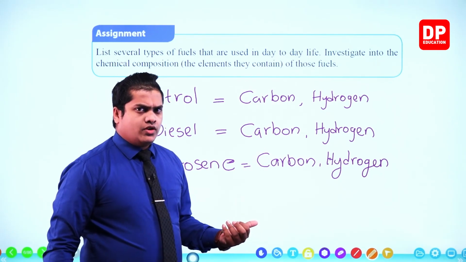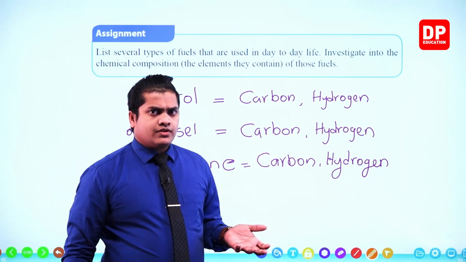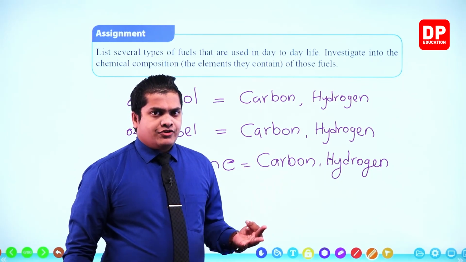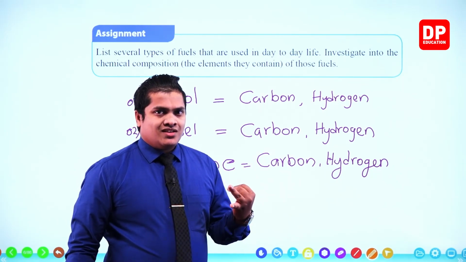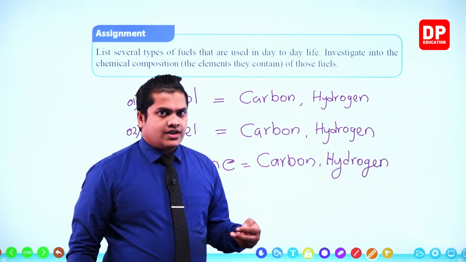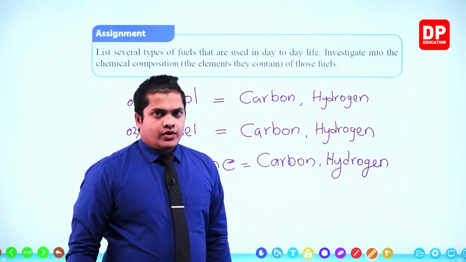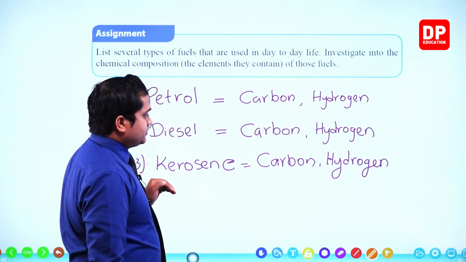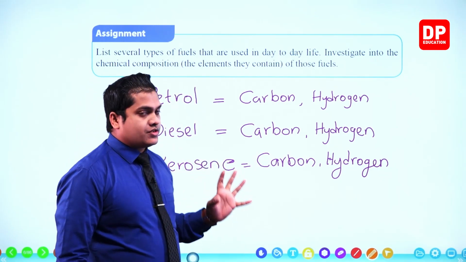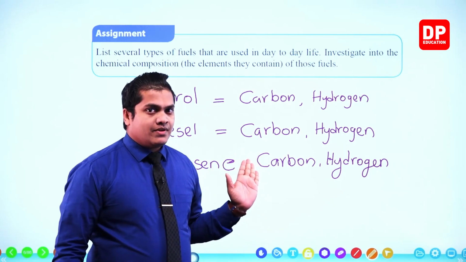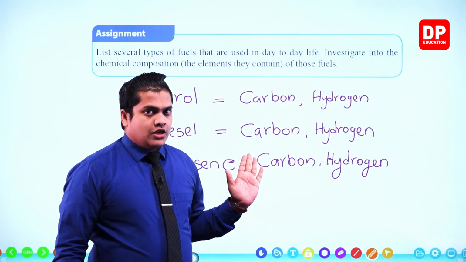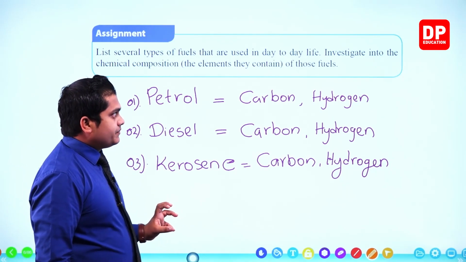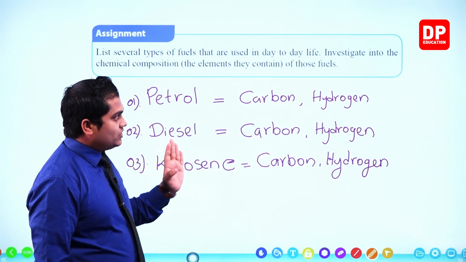If you take firewood, in firewood, my dear children, we can observe several elements: carbon, hydrogen, oxygen, sulfur, nitrogen, and so on. Okay. However, my dear children, within these, you can observe only carbon and hydrogen as the main elemental composition. Okay. So I have written down 3 examples of fuels.